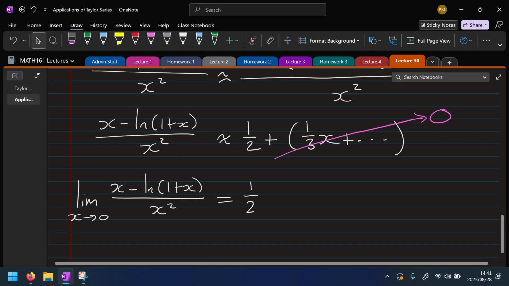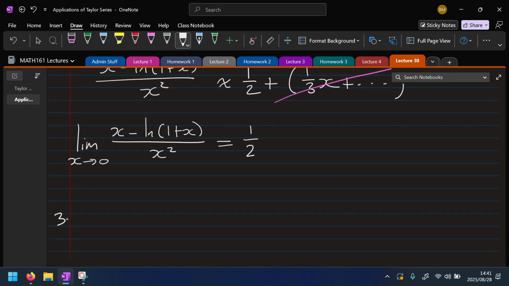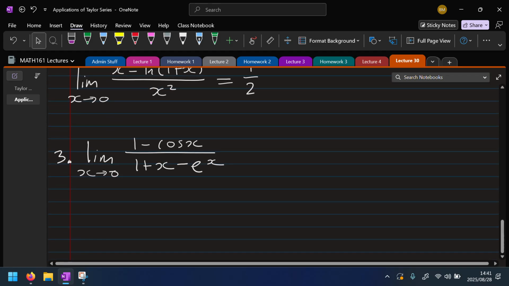Okay, last example for today, number 3. Okay, so here we have the limit. X goes to 0. 1 minus cos x over 1 plus x minus e to the x. Okay, you could probably guess what we're going to do here. So cos, that's pretty complicated. We're going to replace that with its Taylor series. E to the x, we're going to replace that with its Taylor series. And then it will simplify nicely. Okay, so let's do that.